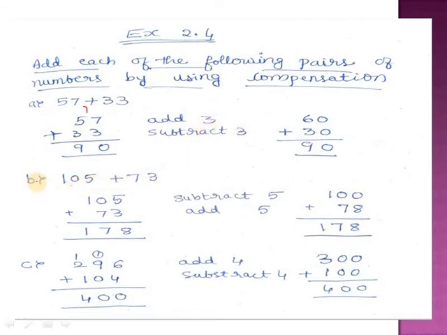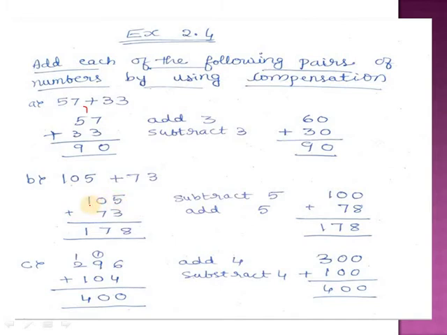Yes. Now B. 105 plus 73. 105 plus 73. When we add, 5 plus 3 is 8. 0 plus 7 is 7. 1. Now we have to make the end number 0.